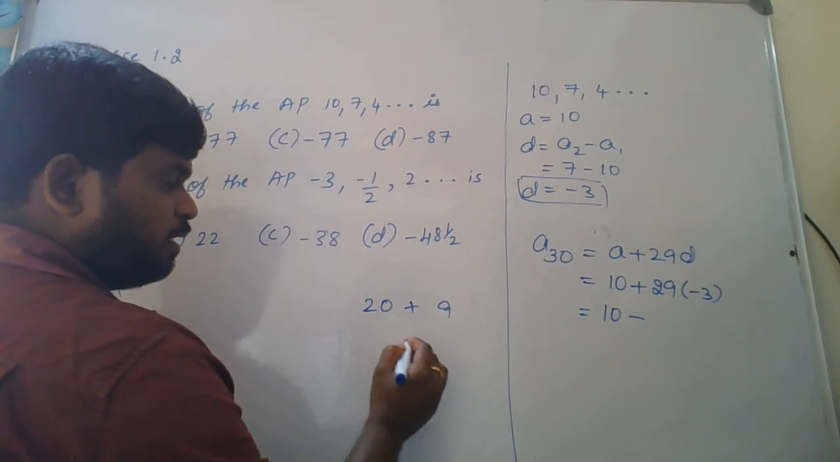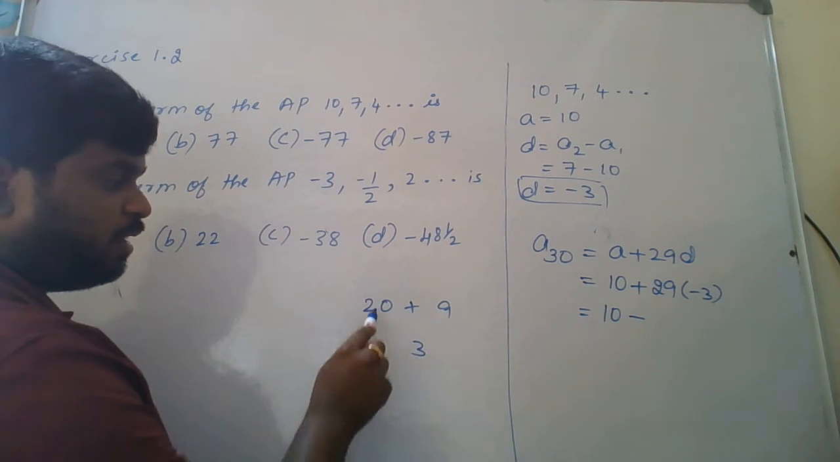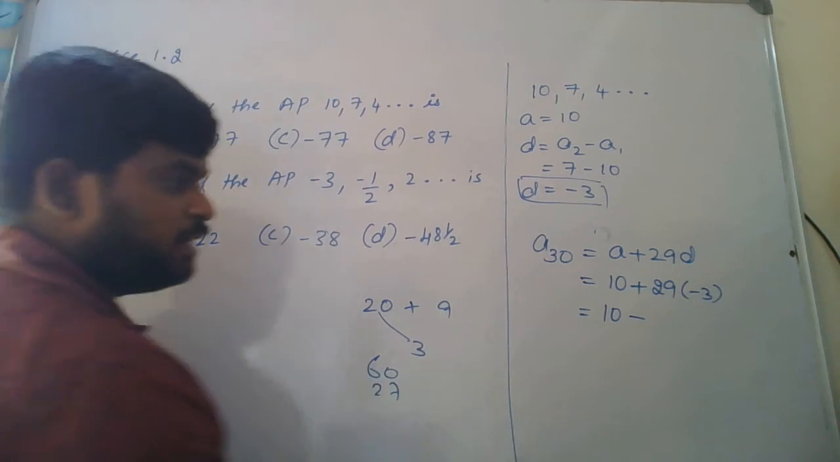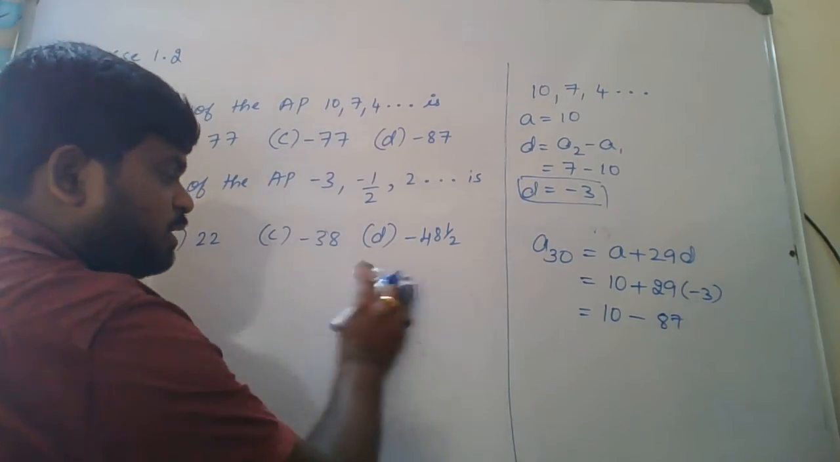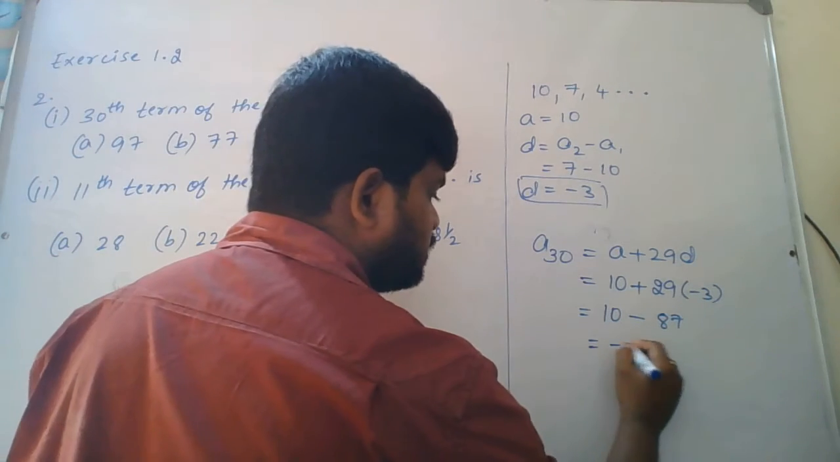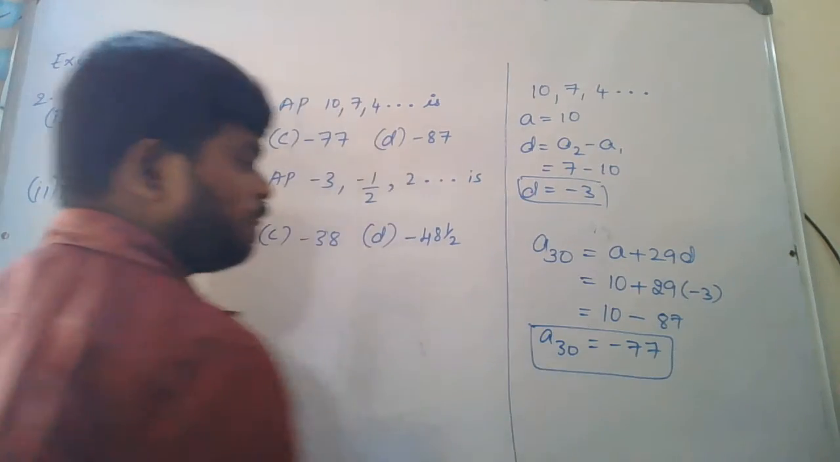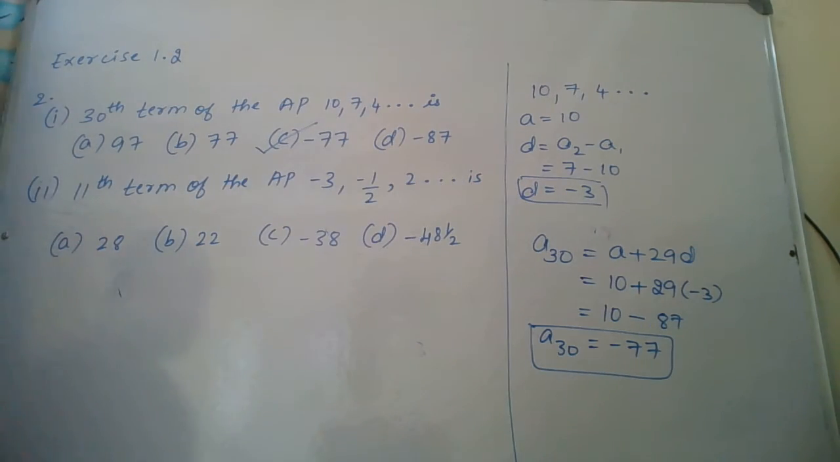So 29 into 3, right? I have just split the 29 as 20 and 9. 20 into 3 is 60. 9 threes are 27. Add it, you get 87. So quickly you can do it. So 10 minus 87 is minus 77. That's your 30th term. So therefore option C is the correct answer.